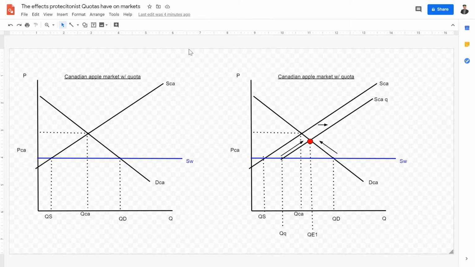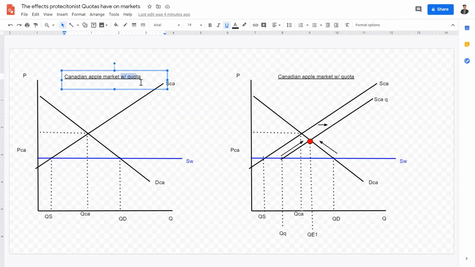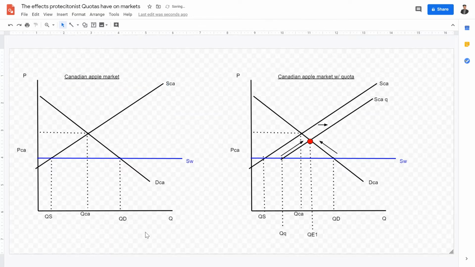Now, let's look at the Canadian apple market. Why the Canadian apple market? Because in last videos, we outlined that Canada has a comparative disadvantage at the production of apples. Therefore, they import apples instead of growing apples by themselves. So we have come up with this graph. This is the graph of the Canadian apple market without anything added to it.